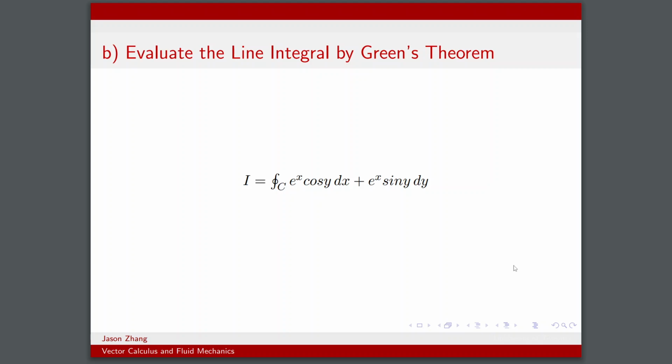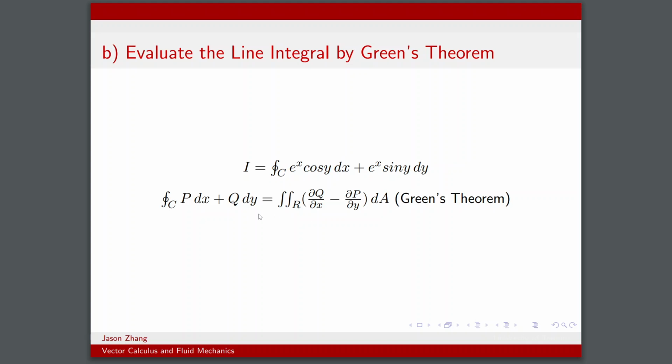For the second part of the question, we're asked to evaluate this closed line integral using Green's theorem. We should notice immediately that inside our integrand, we have a term multiplied by dx and a term multiplied by dy. This should remind us instantly of Green's theorem, because given this closed loop integral, we can relate it to an integral over a 2D surface.